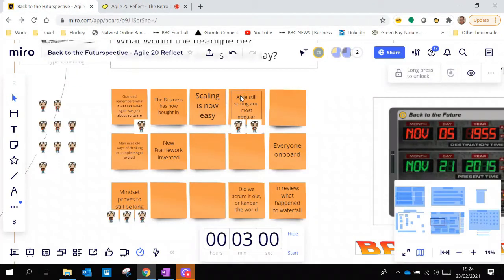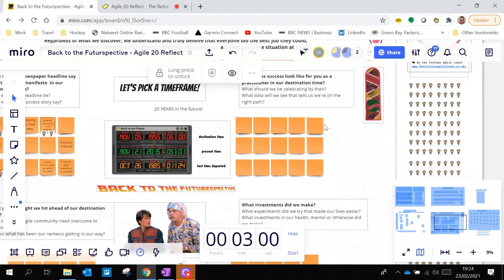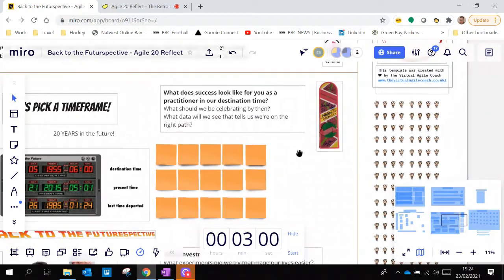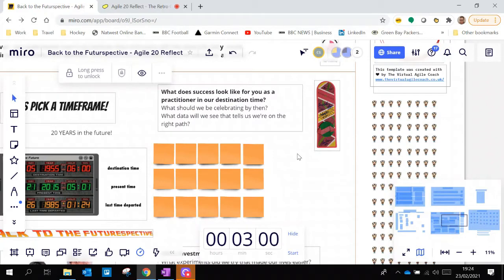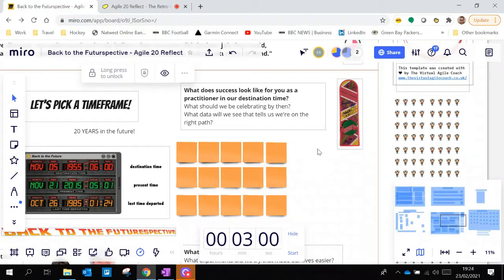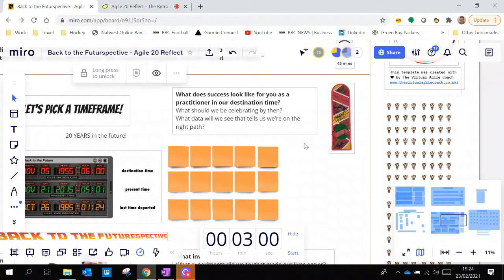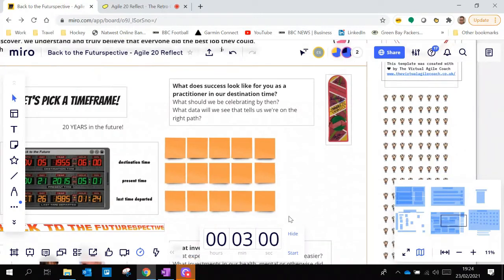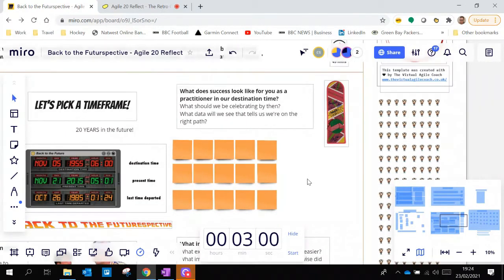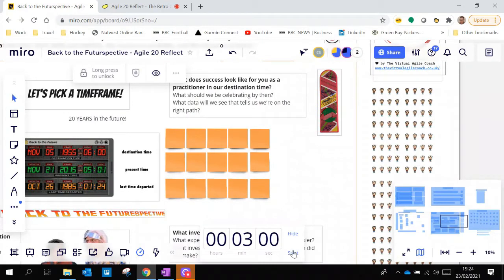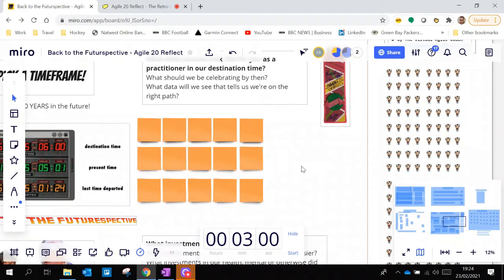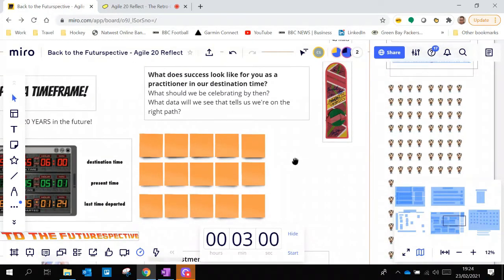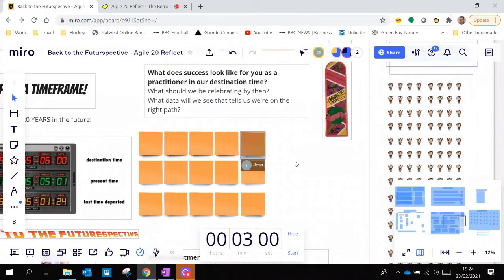I think we need to move on to the next question then. So now we're 20 years in the future. What does success look like for you as a practitioner in our destination time? So 20 years from now, what will you be individually celebrating, and what data will you see that tells you we're on the right path? So again, I'll start the timer for 3 minutes, input your thoughts individually, and then we'll discuss some of these. So 20 years from now, what are you going to be celebrating? Retirement, perhaps. What success looks like for you as an agile practitioner, or as a practitioner using methodologies.